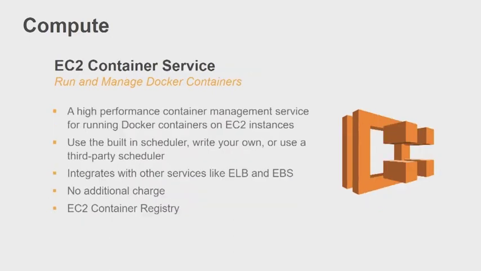Now I mentioned our container management service offering, ECS. It's a high-performance container management service for running your Docker containers. It has a built-in scheduler, which you can use to spread your Docker containers across availability zones for high availability. But you can also write your own scheduler if you are up for the challenge, or use a third-party scheduler. Like other services, ECS integrates quite well with the rest of the ecosystem on AWS, for example Elastic Load Balancer and Elastic Block Store, which is our persistent storage. There is no additional charge for using ECS, and we also offer a container registry service called ECR that you can use to maintain and deploy your Docker images straight from that registry.